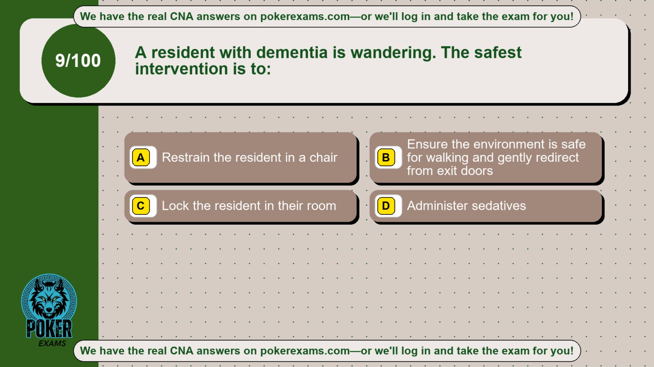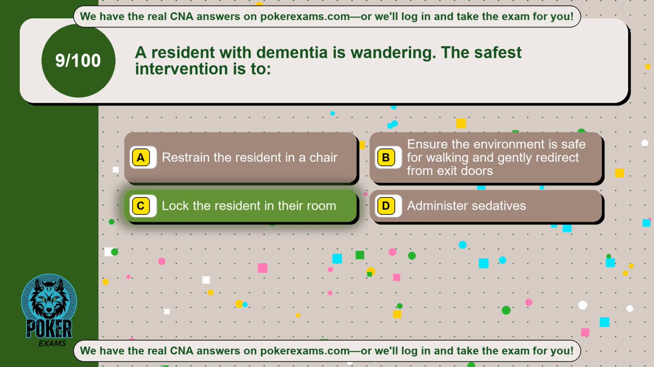Question 9. A resident with dementia is wandering. The safest intervention is to: Option A, restrain the resident in a chair. Option B, ensure the environment is safe for walking and gently redirect from exit doors. Option C, lock the resident in their room. Option D, administer sedatives. The correct answer is option C.